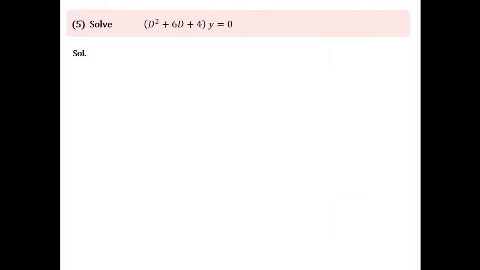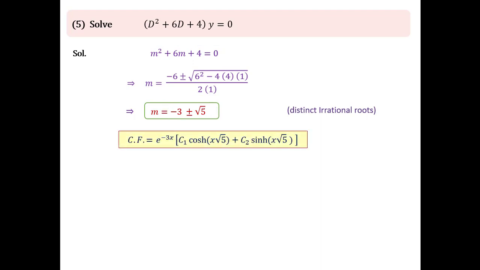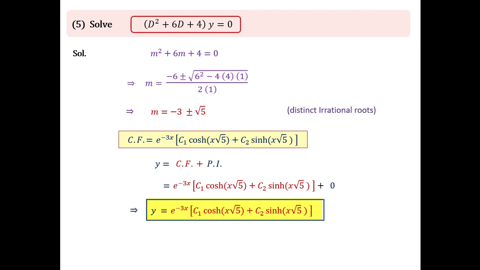Next question. The auxiliary equation of given differential equation is m square plus 6m plus 4 is equal to 0, which is a second degree polynomial. So it has 2 roots, and roots are minus 3 plus minus root 5. Here we get 2 distinct irrational roots. So complementary function is as follows. Therefore, the general solution of given differential equation is as follows.